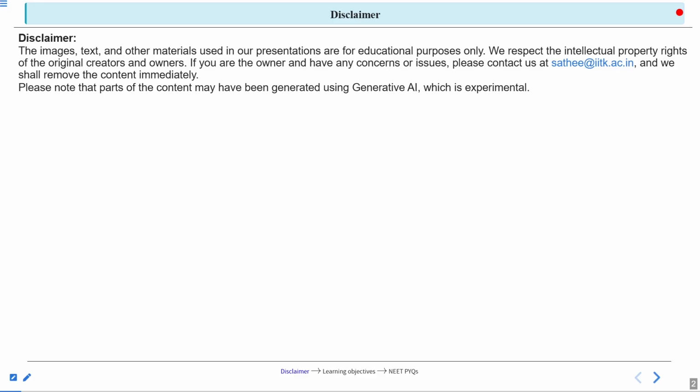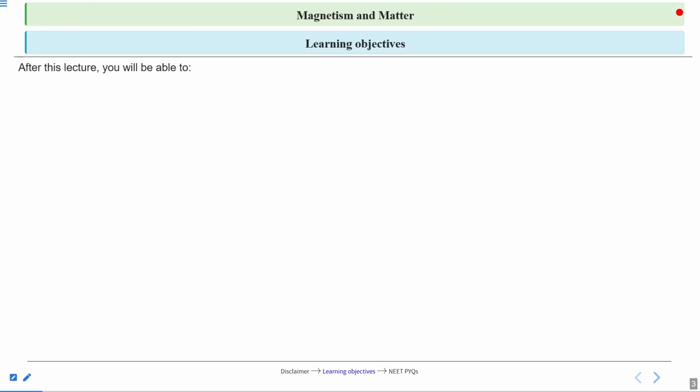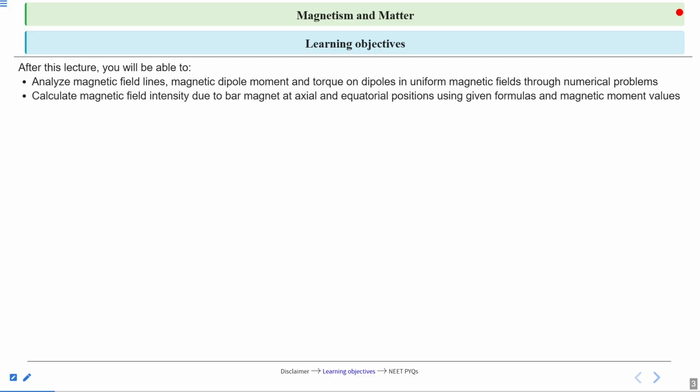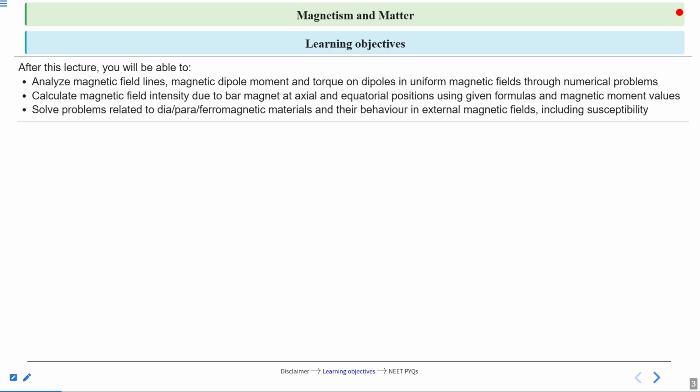This is the disclaimer. Learning objectives. After this lecture you will be able to analyze magnetic field lines, magnetic dipole moment and torque on dipoles in uniform magnetic fields through numerical problems. Calculate magnetic field intensity due to a bar magnet at axial and equatorial positions using given formulas and magnetic moment values. Solve problems related to dia, para, ferromagnetic materials and their behavior in external magnetic fields, including susceptibility.